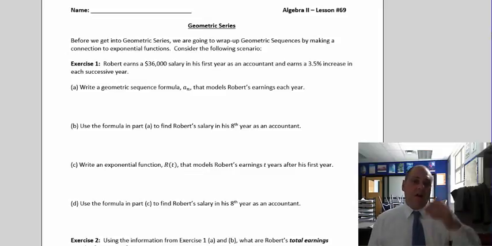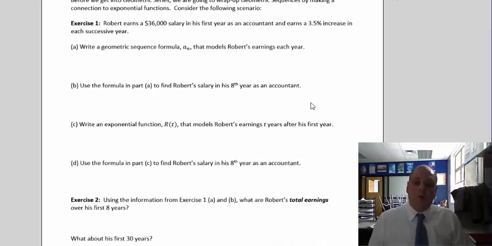But then every year they're going to say, all right, next year you're going to make 3.5% more, and then the next year 3.5% more, and then the next year 3.5% more. So they're going to get a raise every single year. That's basically what's happening here, okay? We want to write a geometric sequence formula, A sub n, that models Robert's earnings each year. So we're going to do that based on what we learned about geometric sequences in our last lesson.